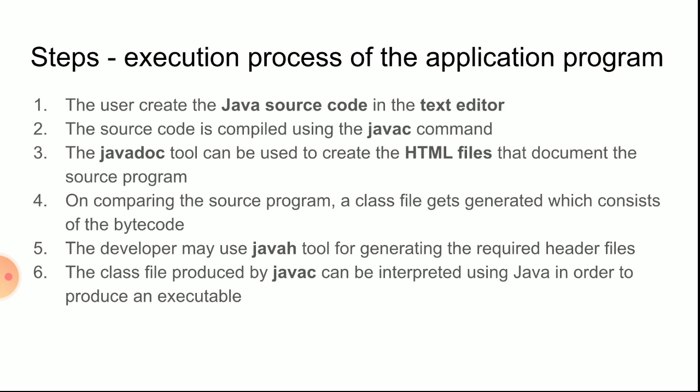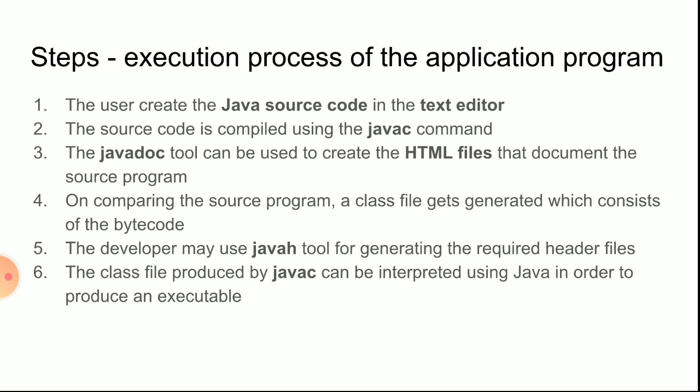Next, here are the steps to execute, which include the execution process of an application program. First, the user creates Java source code, as I said, in a text editor; you can use Notepad, Notepad++, or Eclipse, whatever editor you want. Make sure that you save your file as .java, and the class name and Java file name should be the same.